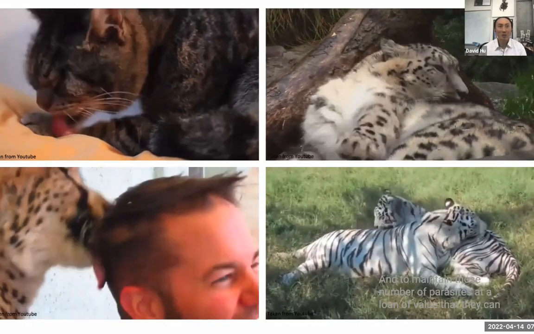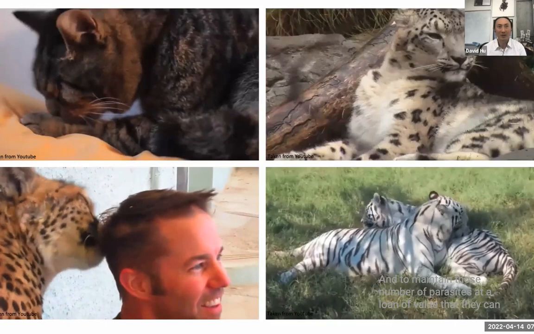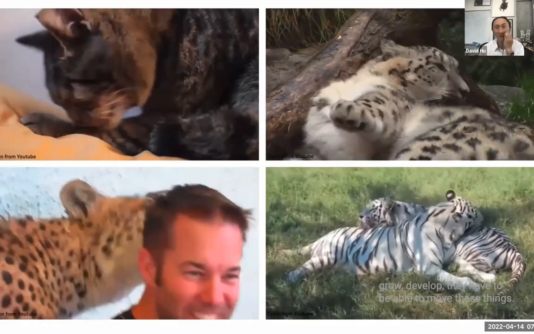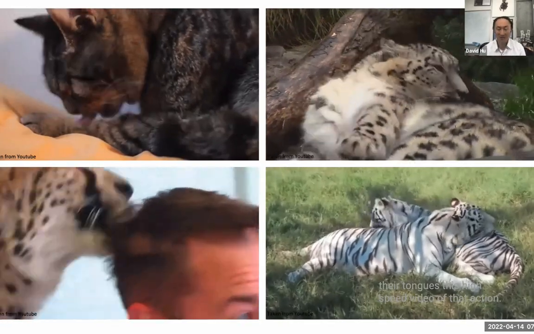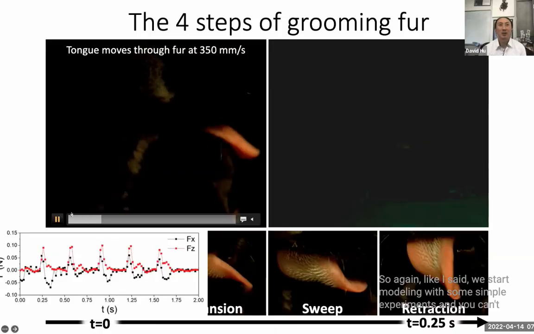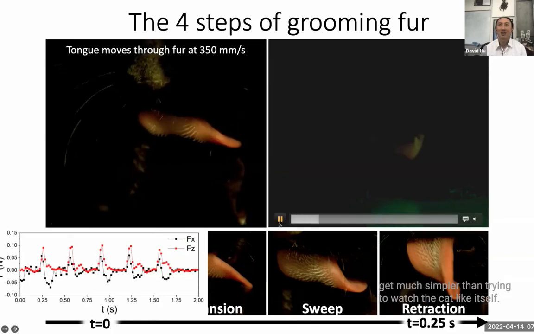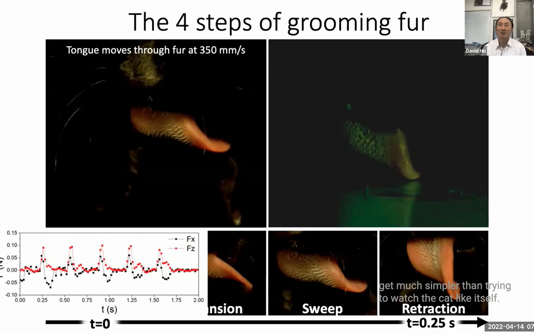To maintain those parasites at a low enough number, they have to be able to remove these things, and they do that methodically by using their tongues. This is a high-speed video of that action. So again, like I said, we start modeling with some simple experiments, and it can't get much simpler than trying to watch a cat lick itself.